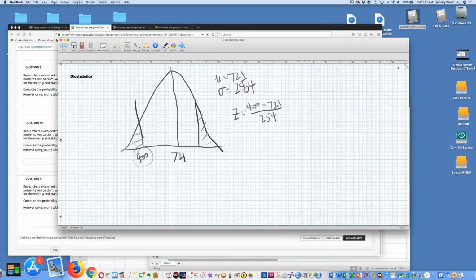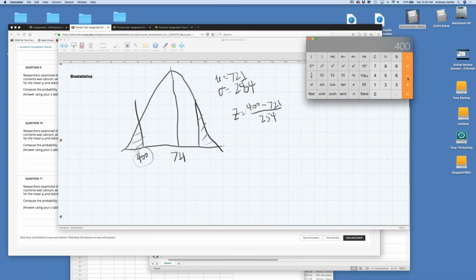Okay, so 721. Actually, it'll just give me a negative number, so I can do it on here. 400 minus 721 is equal to minus 321, divided by 254, is equal to negative 1.26 standard deviations. I'm just going to take the first three digits. I know we can get into a whole debate about rounding and stuff like that, but I'm just going to take the first three digits.